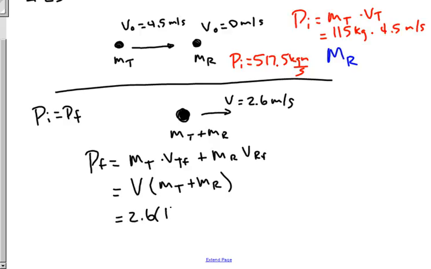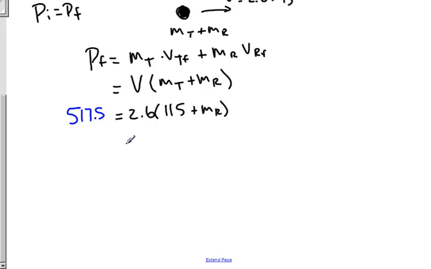The mass of our tackler is 115, and we're still looking for the mass of the receiver. But we do know from up here how much that expression has to equal. It has to equal our 517.5. And so when you solve this, expand out the 2.6 to both of those terms, you end up with a mass of the receiver equal to 84 kilograms.